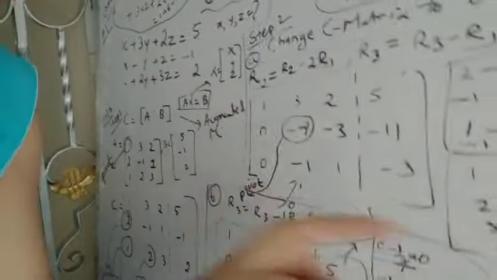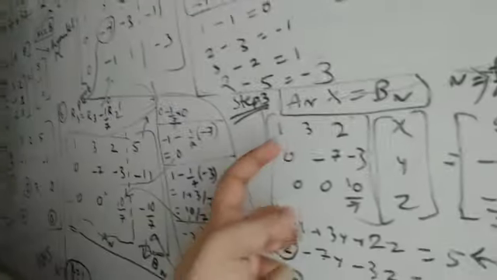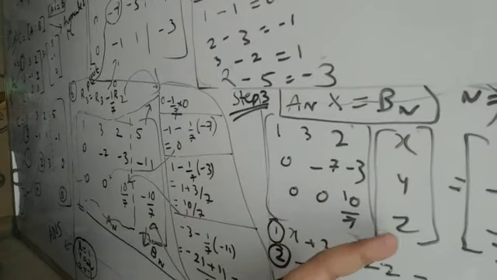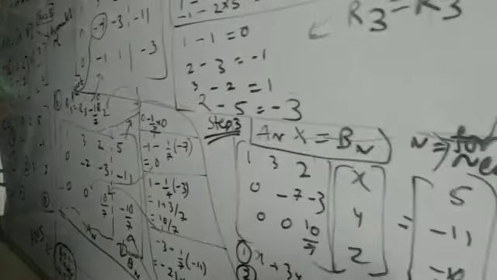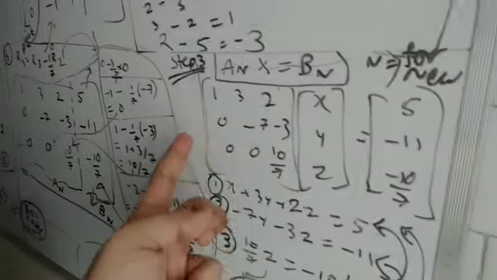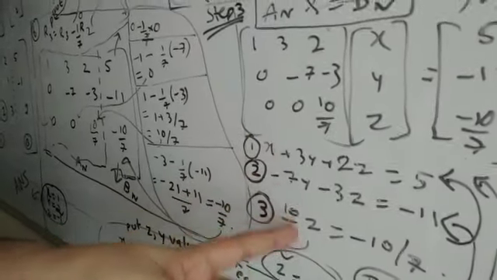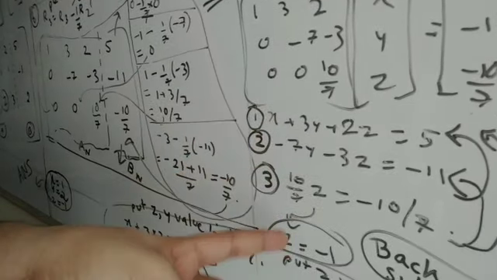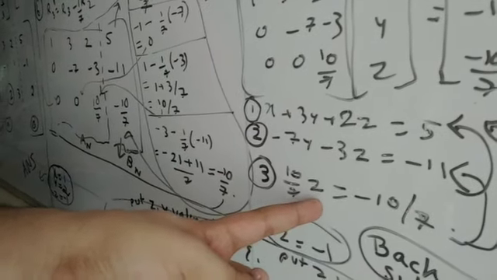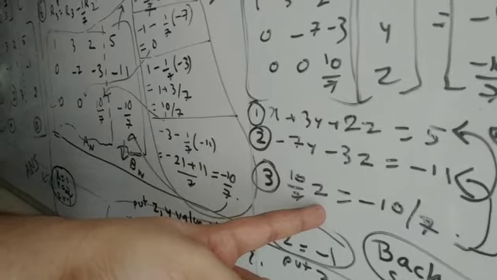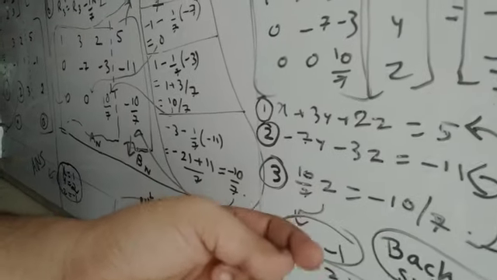X, Y and Z. So if you multiply this, this is your A matrix, this is your X matrix and this is your B matrix. If you multiply this, you will get these 3 equations. Okay, so see the third equation: 10 by 7 z is equal to minus 10 by 7.